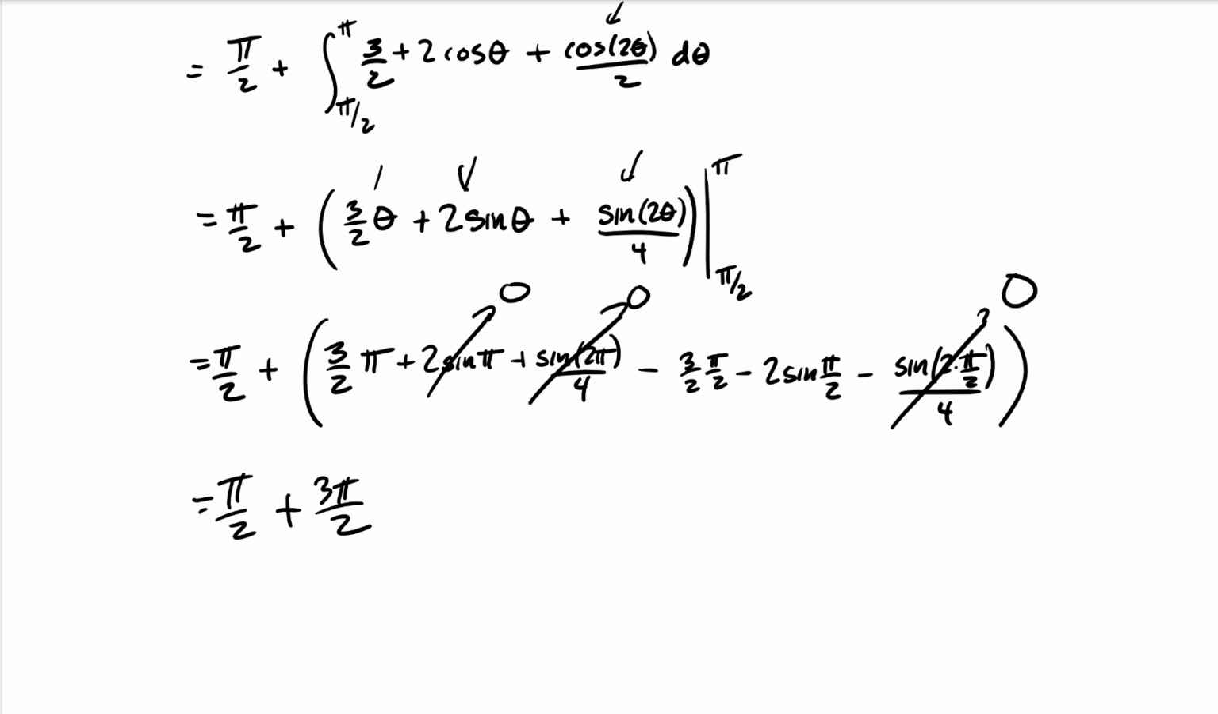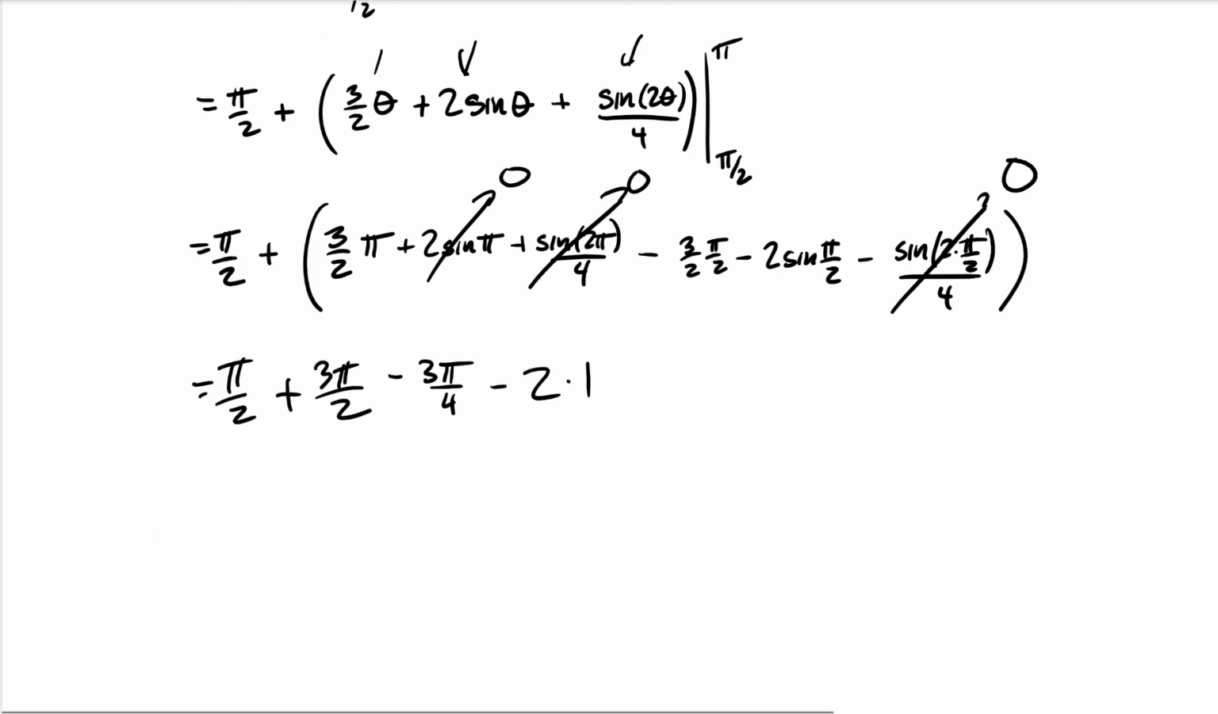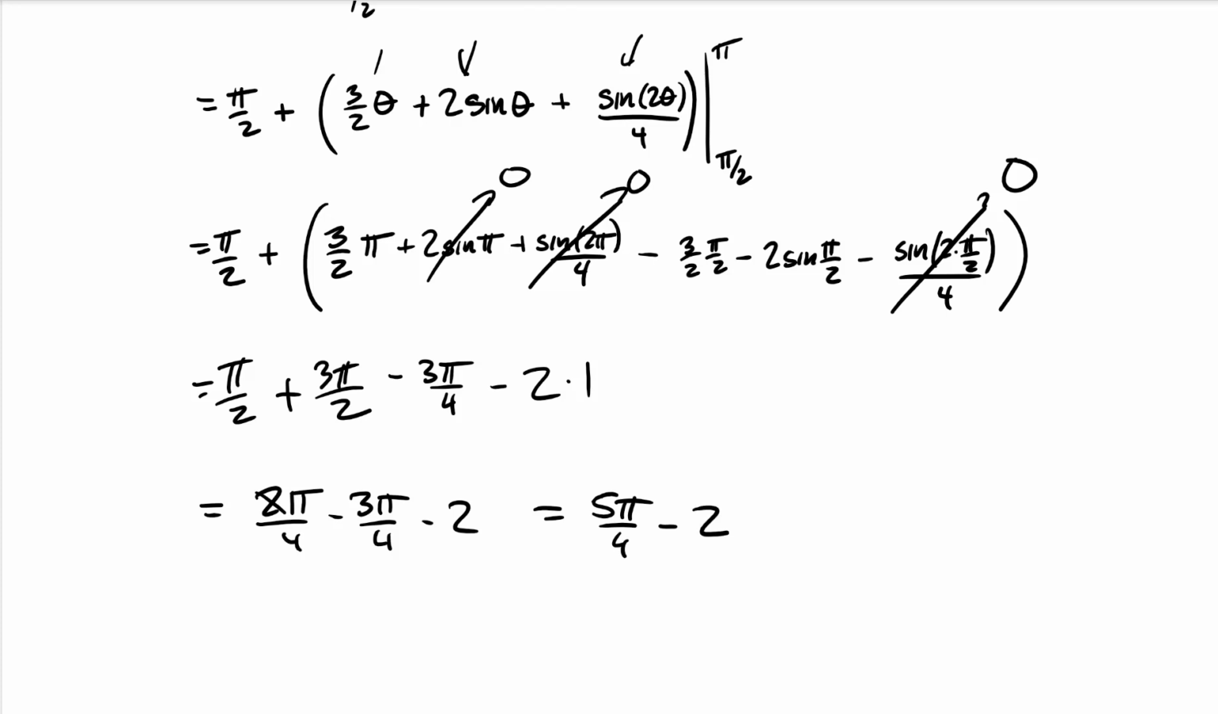Now we got to deal with minus 3 pi over 4. Minus 2 times 1. And oh, there it is. So we have what? 2 pi or 8 pi over 4 minus 3 pi over 4 minus 2. What is that? 5 pi over 4 minus 2?